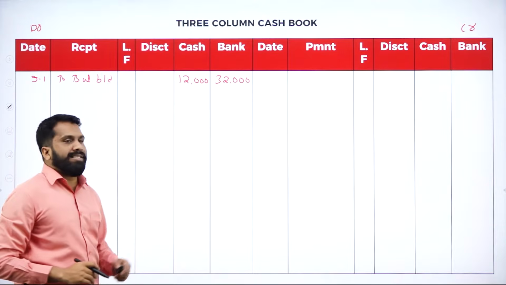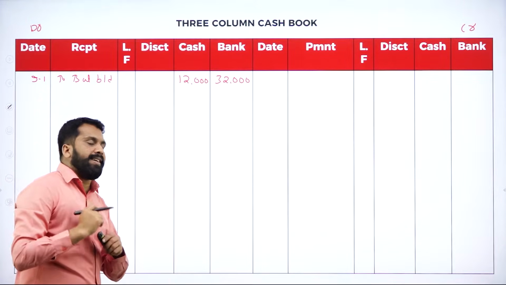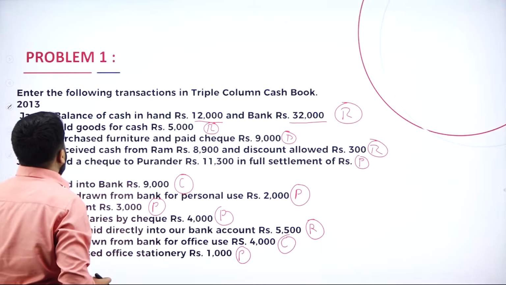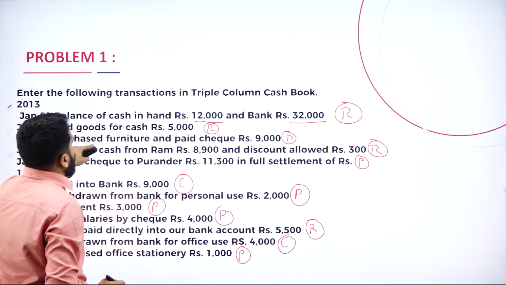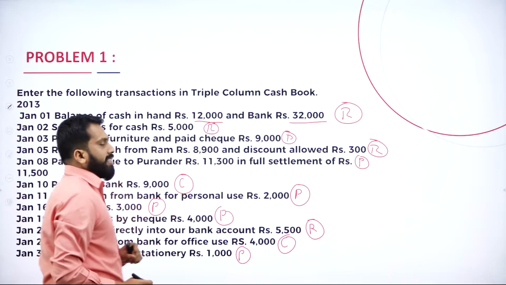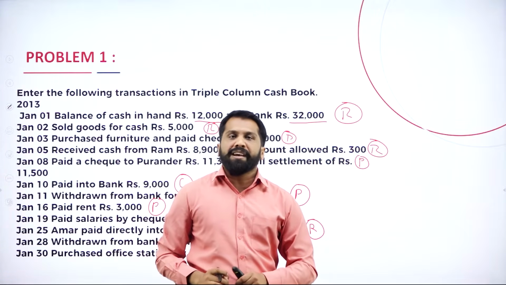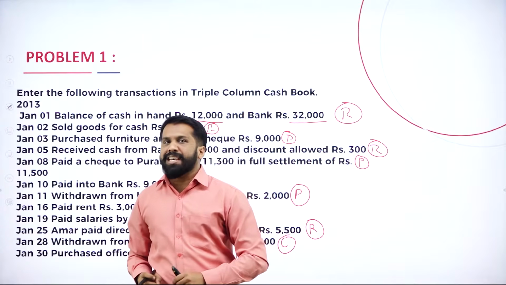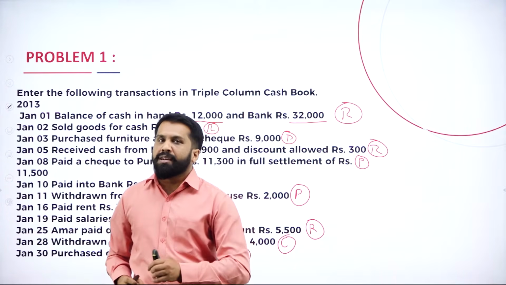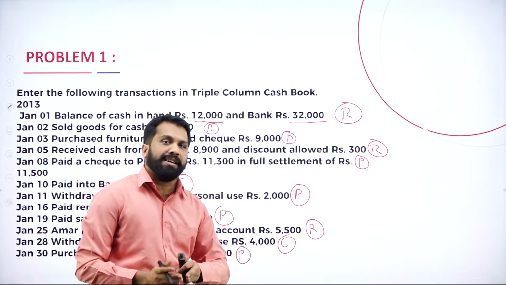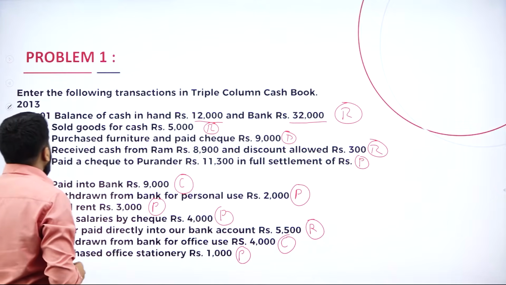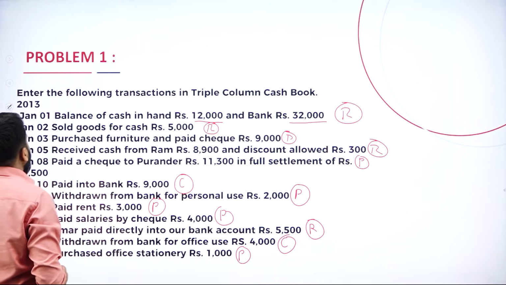32,000. Now, once it is done, we'll go for the next. What is the second one? Sold goods for cash, it is 5,000. Whenever you do sales, it will be a receipt for you. Receipt for you means you should write it under the receipt side. Now, sold goods for cash, 5,000.